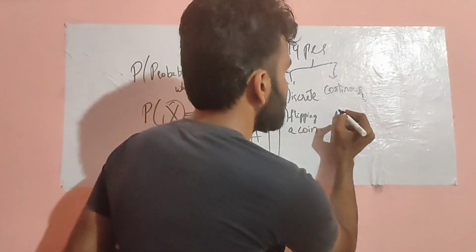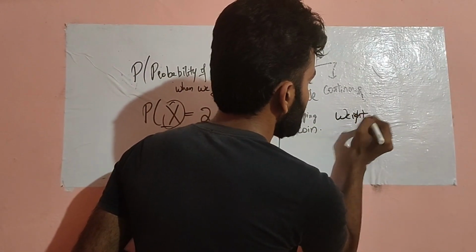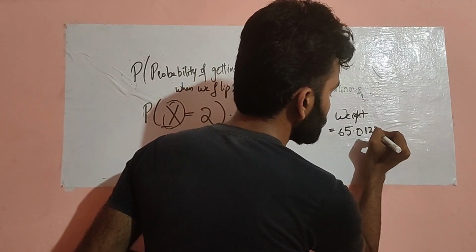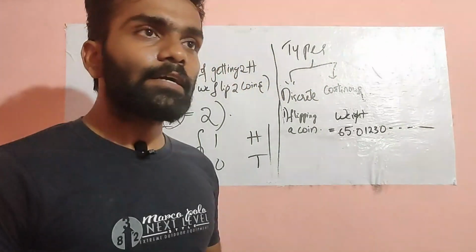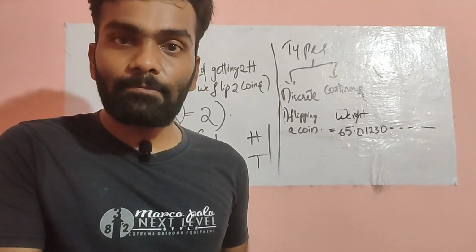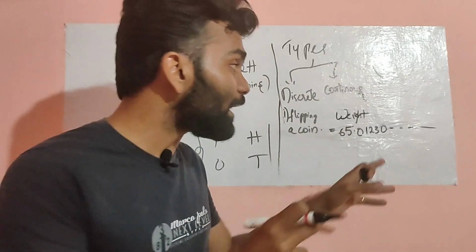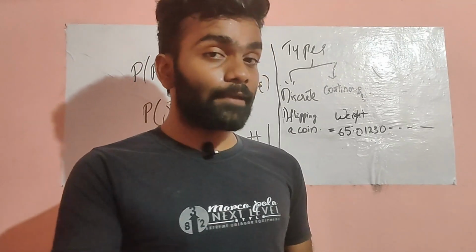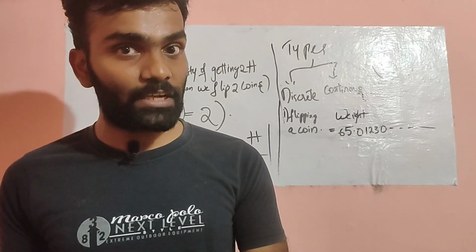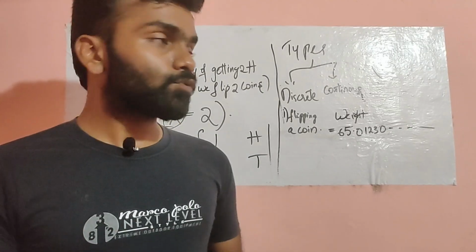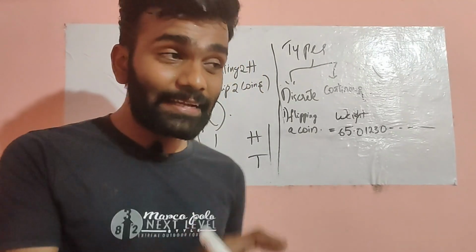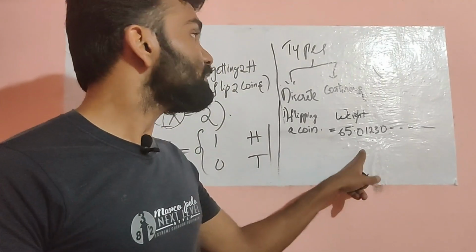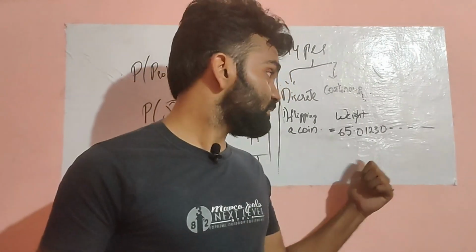Let's take weight. It can be, for example, 65.01230. It just keeps on going, right? What these weight machines show is just a rounded-off value to 2 decimals or 1 decimal. But in a normal case, it won't be that. If you want to measure that exact value, it's not possible. So this is a continuous variable.